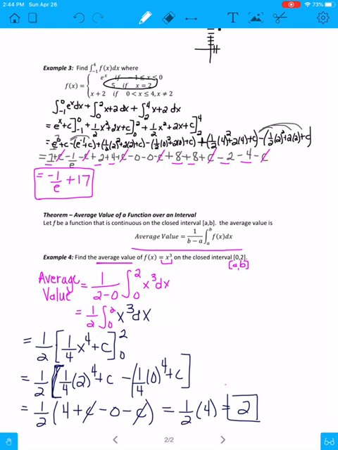All right, that is all for definite integrals of this form. Next week, we're going to look at definite integrals where we have to actually do a substitution method.